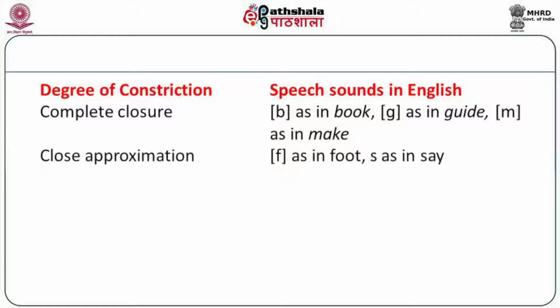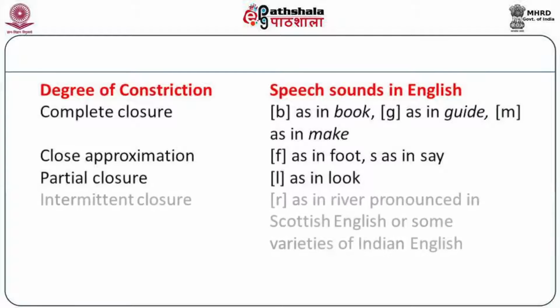The next degree is close approximation, that is, when the articulators do not completely close, but they come fairly close to each other, but leaving some space for air to escape. This gives rise to fricatives such as fa, etc. Partial closure means that the closure is not complete in the oral cavity, but is there only in part of the oral cavity. For example, when you say l, you have partial closure.